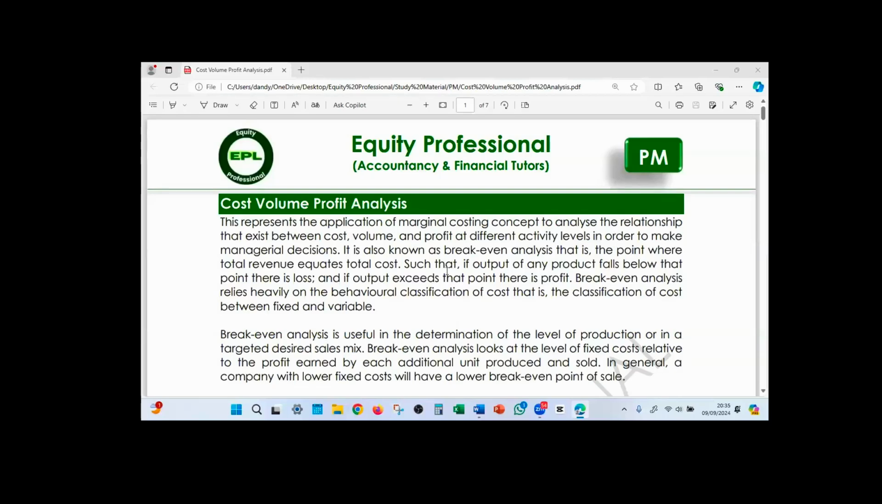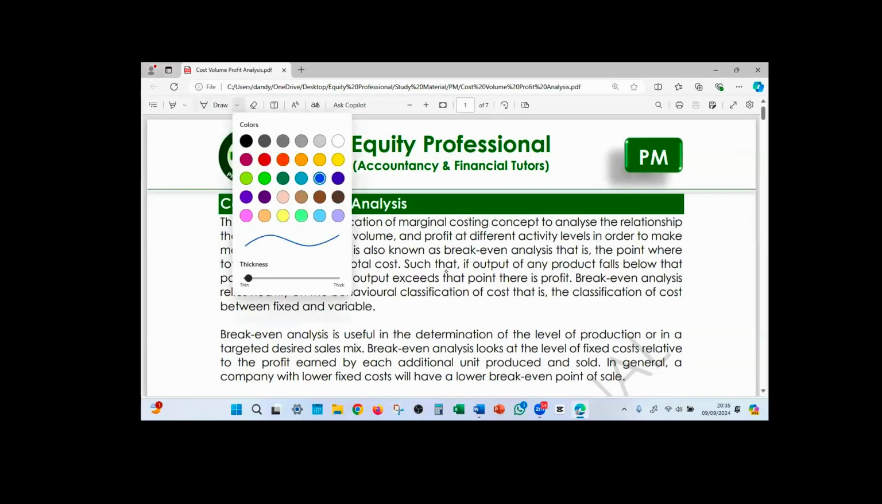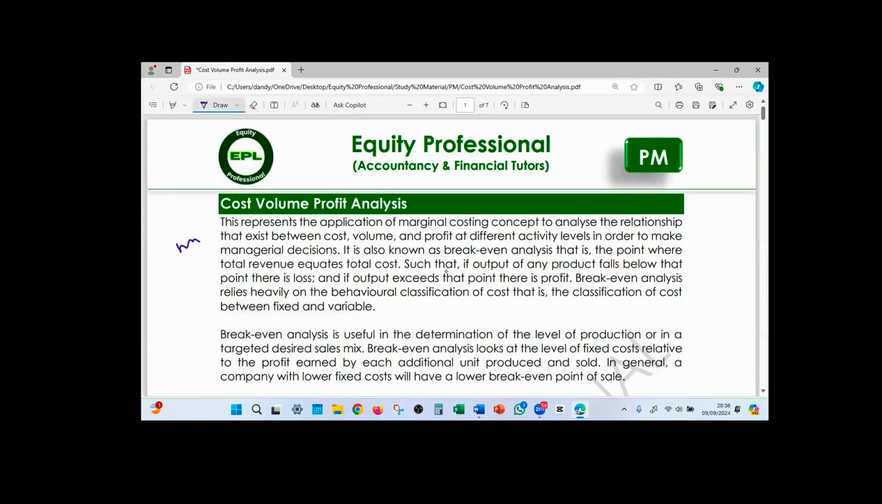So, like I said, today we are going to be looking at CVP analysis. It's a practical topic that you cannot avoid understanding the concept of. There are four key objectives of CVP analysis.